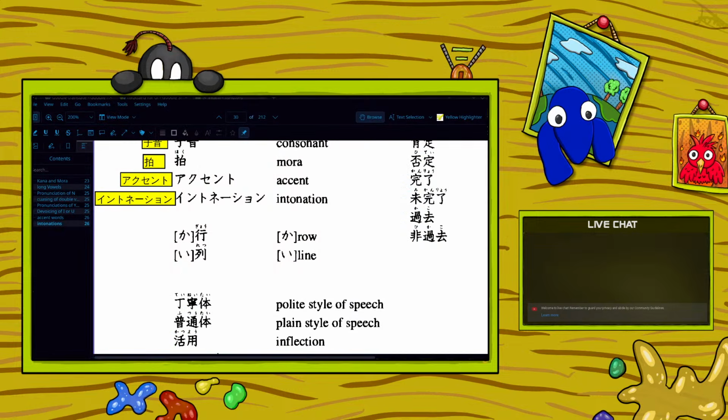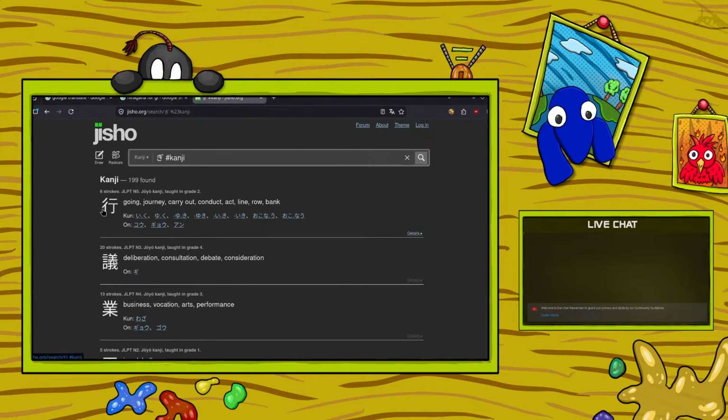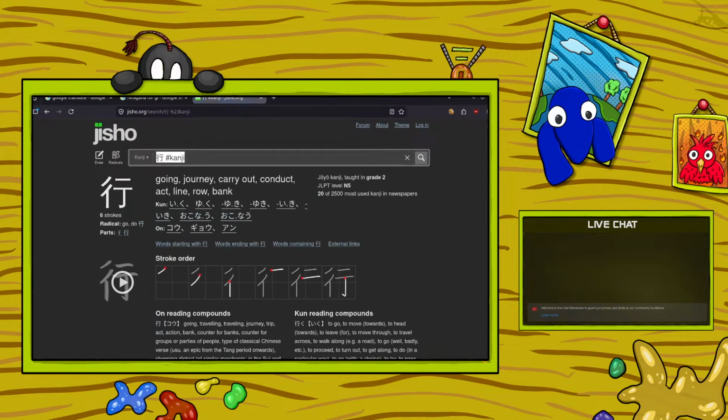So what are we looking for? We're looking for that one. Huzzah, looking for that one. We already found which one we are looking for. So going on a journey, carrying out a row. We're looking indeed for this 6-stroke one. Which one we're looking for is a G. So which one is it then? Fucking hell.